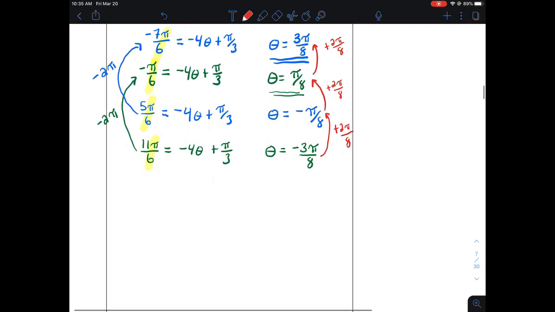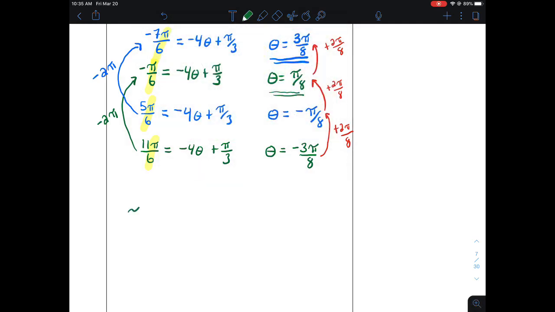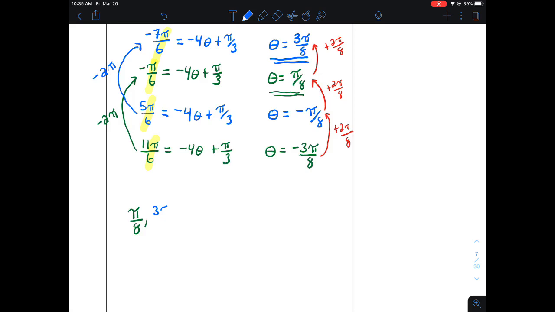And so instead of resolving, I'm just going to copy that pattern. So the first answer we have for this solution set was pi over 8. And then the next one we got was 3 pi over 8.